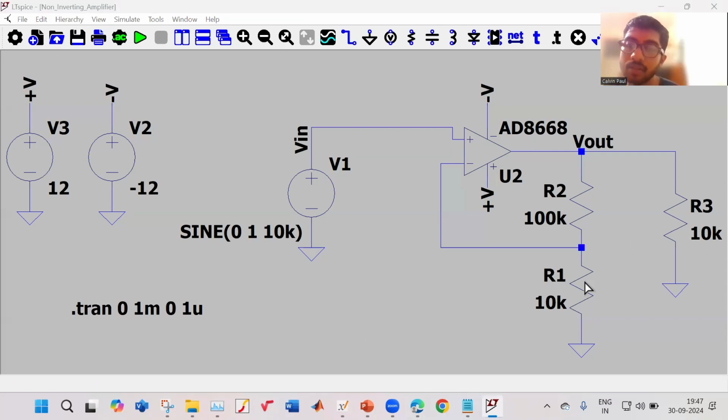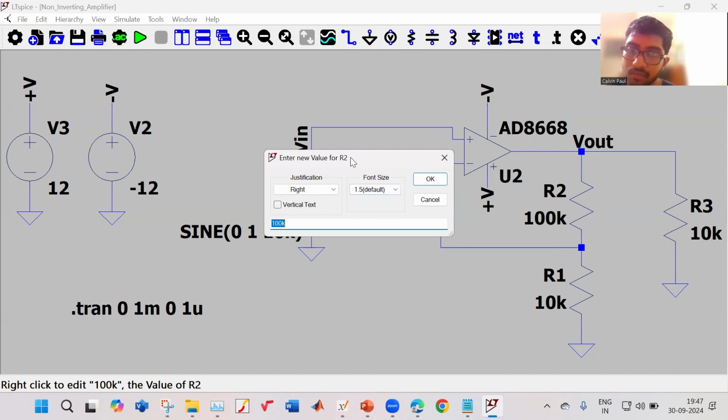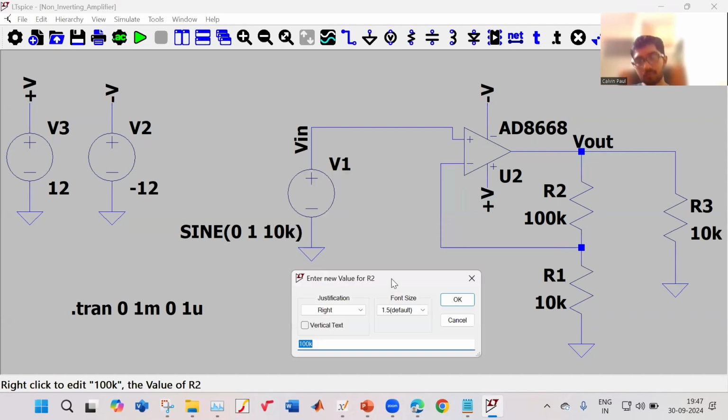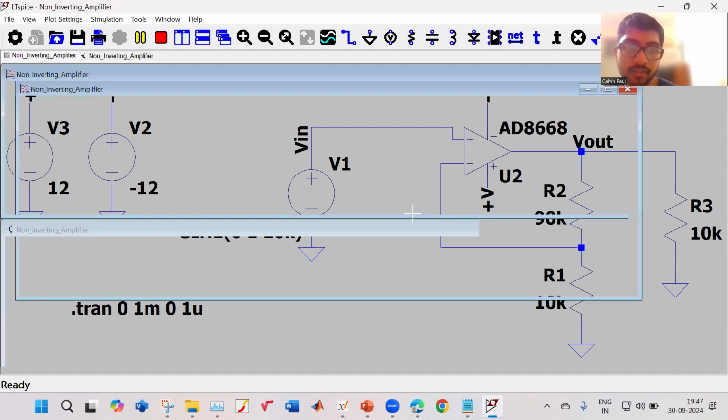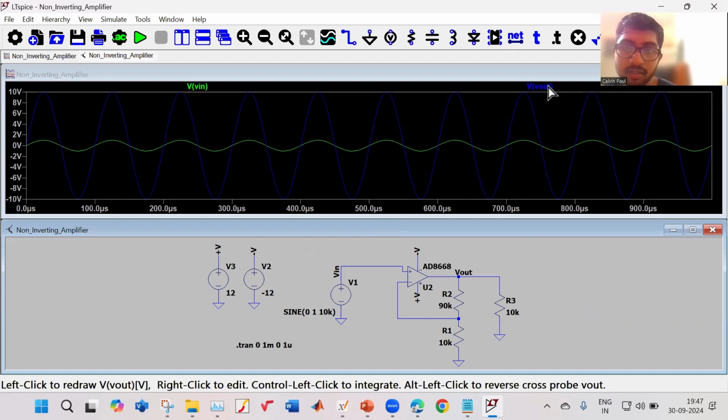Okay. Suppose I want the gain to be 10. So what should I change? How much should I make R2 if I want the gain to be 10? It should be 90 kilo. Yes. So I make it 90 kilo so that my gain is 10. Now I will run it.